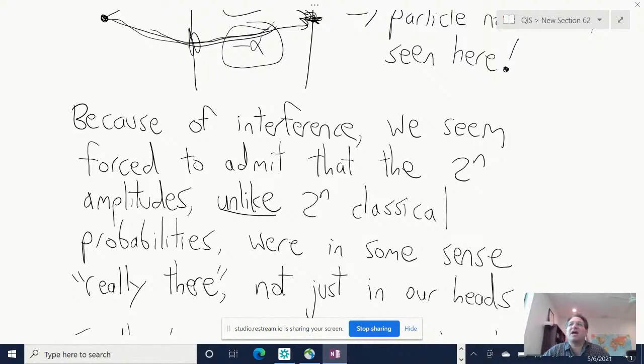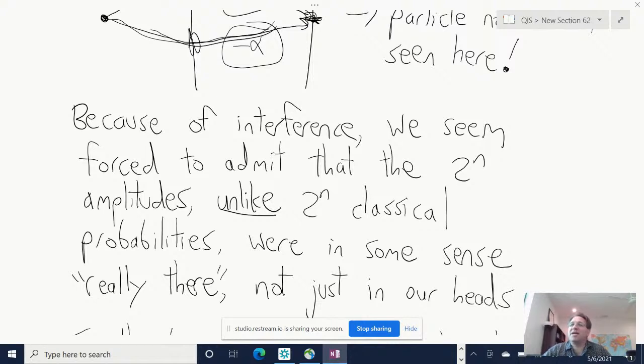That they were really some particular string. No, we have to keep track of this entire vector of amplitudes because, even though we will never see the amplitudes, we will need them to calculate the probabilities of the various possible strings of zeros and ones that we will see when we look. And so this seems to force us to admit that this entire vector of an exponential number of amplitudes was in some sense really there. It was out there in the world. It was not just in our heads. And this is a staggering claim about reality.